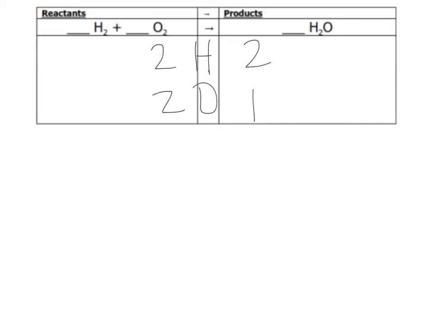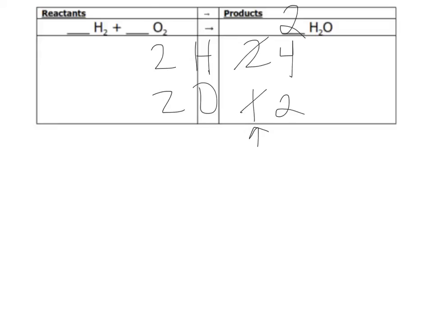I go to this side because I only have 1 here, and I know I'm going to need to put a 2 here, so that will give me 4 H's and 2 O's. So that makes my oxygen atoms balanced. My hydrogen was balanced, it's not anymore.